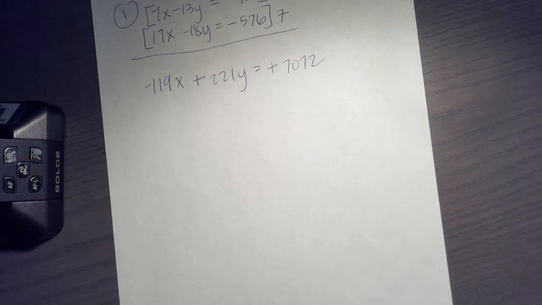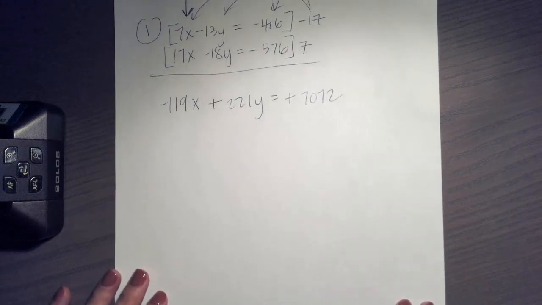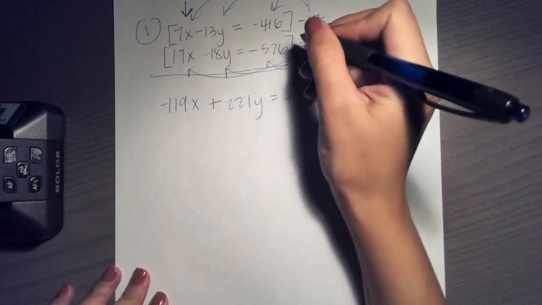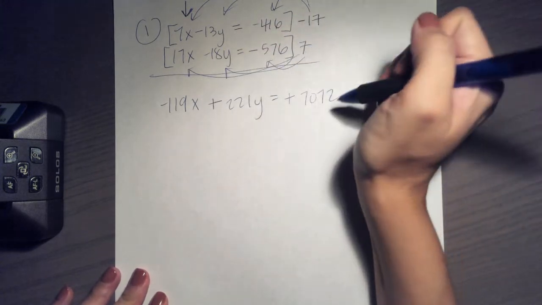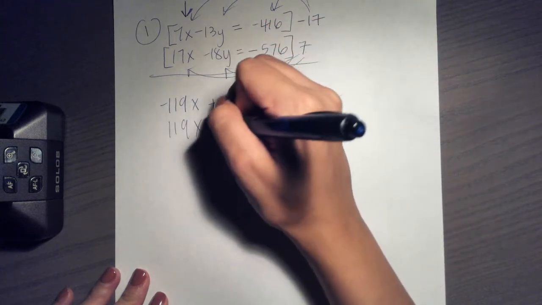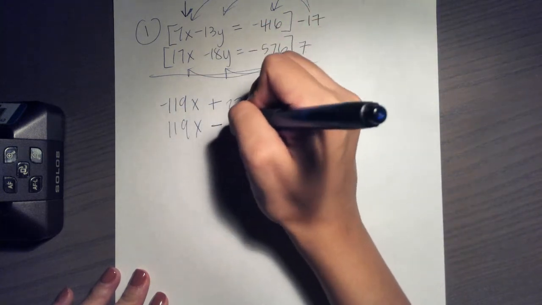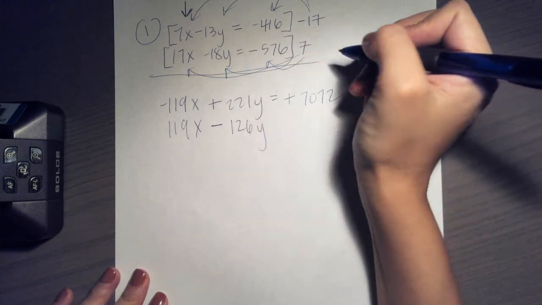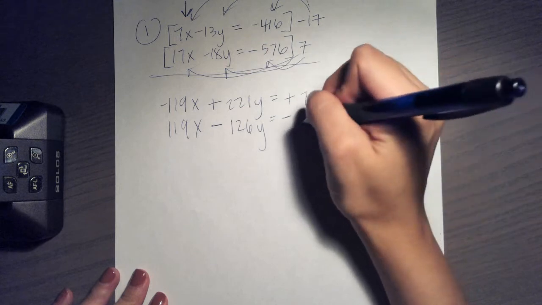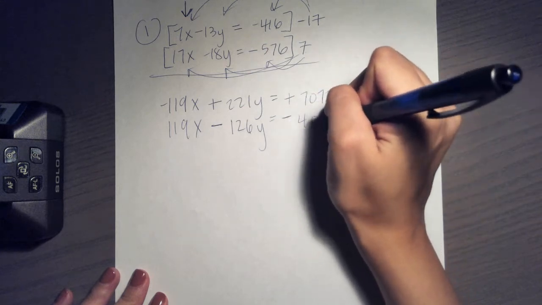Now for the bottom guy, I need to distribute him here. So I get 7 times 17 is positive 119x. A positive times a negative is a negative 126y. And a positive times a negative is a negative, so 4032.